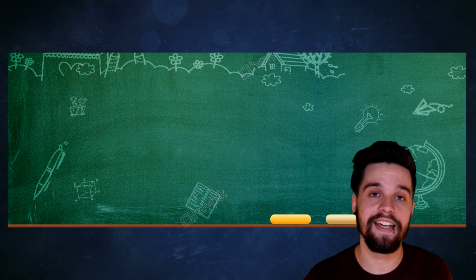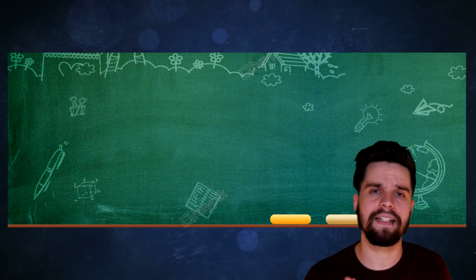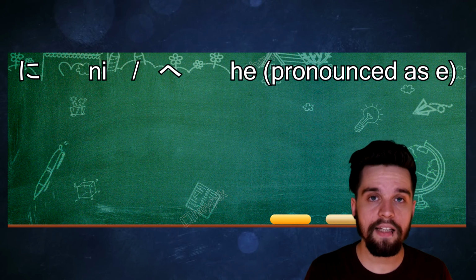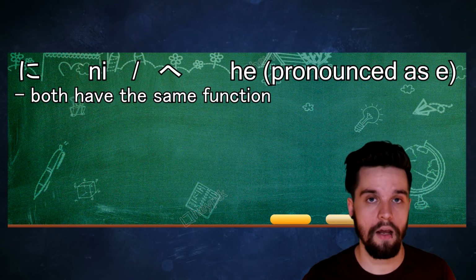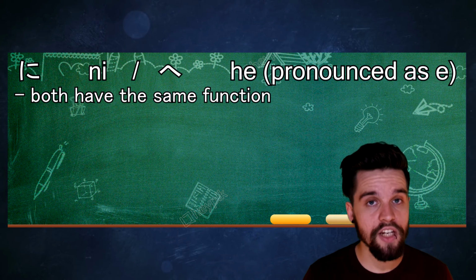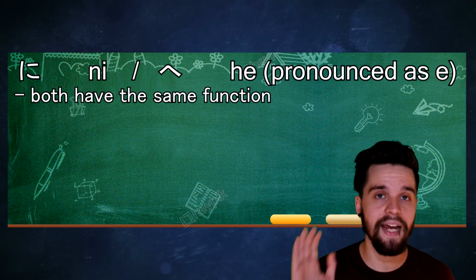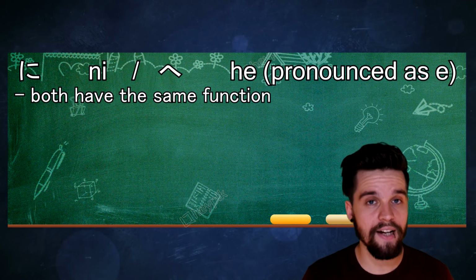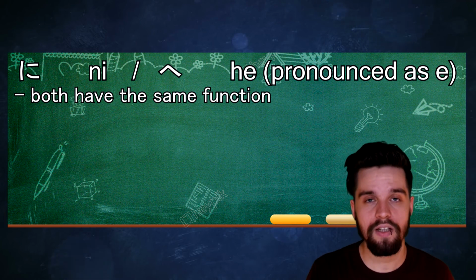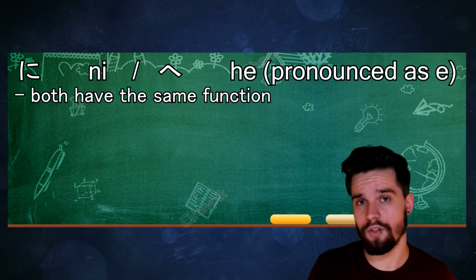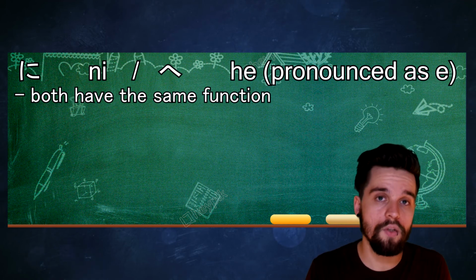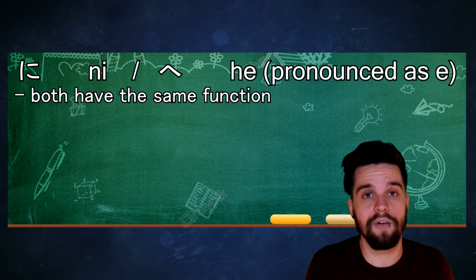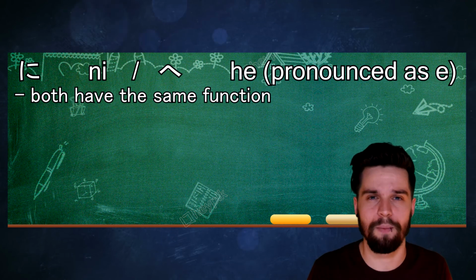Today's new particle is a very important one, and it's actually 2 particles that have the same function. Ni and e in this context are the same. You can use those 2 particles interchangeably, but I think ni has the upper hand here, so I would focus on using ni and not e. In some very, very rare cases, only ni can be used, which kind of makes it better to use. But there are other uses for ni which can make it a little bit confusing if you use only ni. That's why there are 2 different particles for the same thing, I guess.